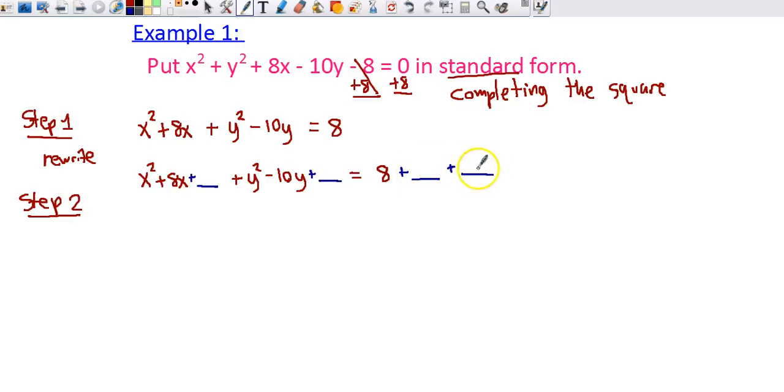The reason I put them over here is because when you add something to one side of the equation, you must add it to the other. So since I'm adding two numbers, one here and one there, I have to add both of those numbers to the right side to balance it out. So step 2 is the actual complete the square.